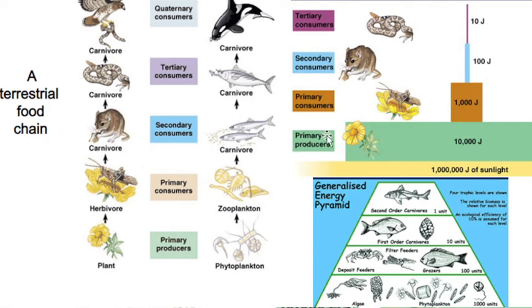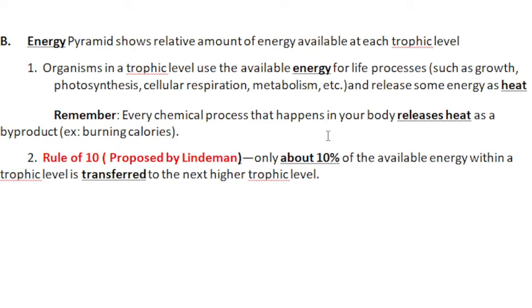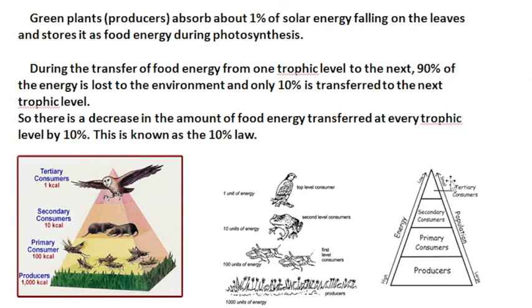Then, I have already explained the rule of 10 proposed by Lindemann. If you have any doubt, it will be clear here. The energy pyramid shows the relative amount of energy available at each trophic level. So the rule of 10 means only about 10% of the available energy within a trophic level is transferred to the next higher trophic level. This is again the energy pyramid, an upright pyramid, meaning energy with the producer is always greater than the energy available with the primary consumer, which is greater than that with the secondary consumer, which is greater than that with the tertiary consumer. So this is known as the 10% law.